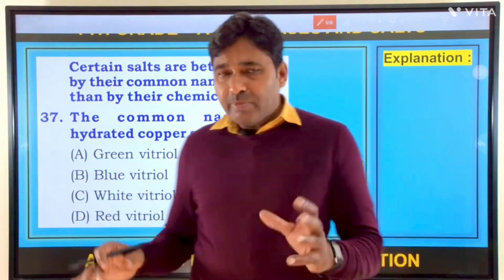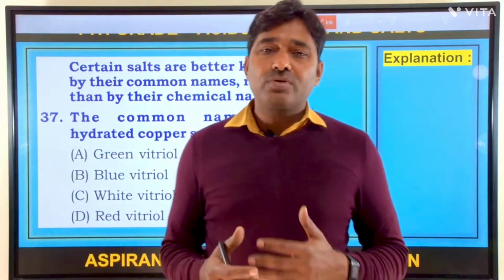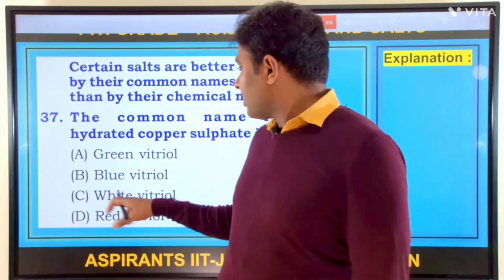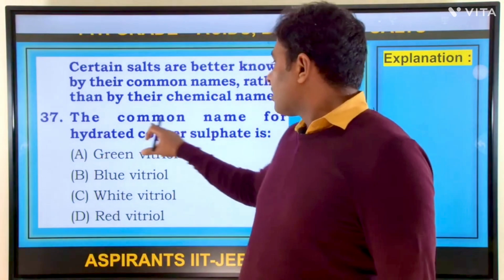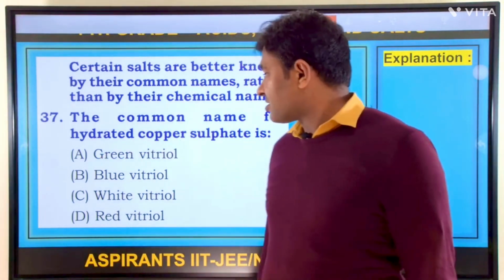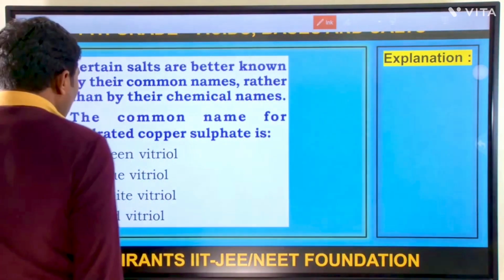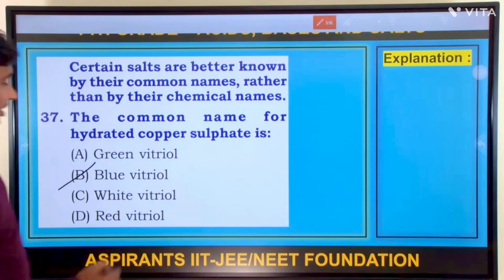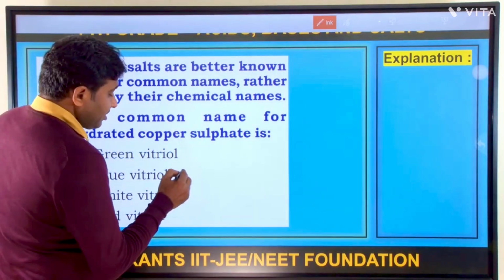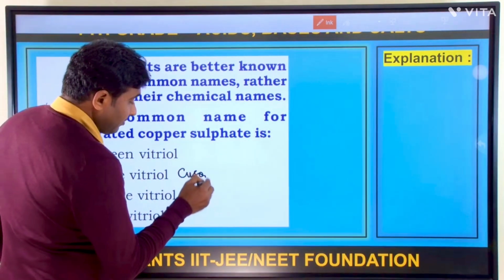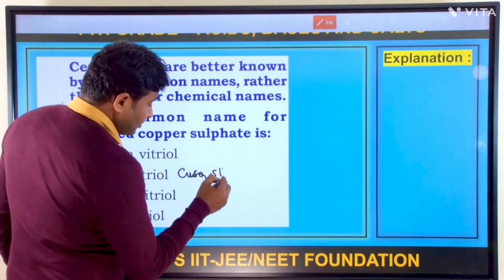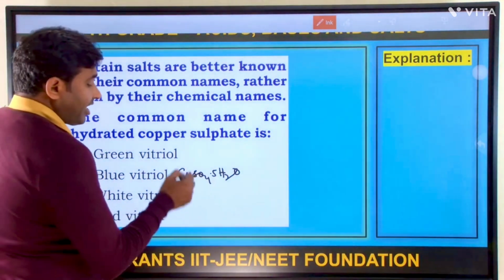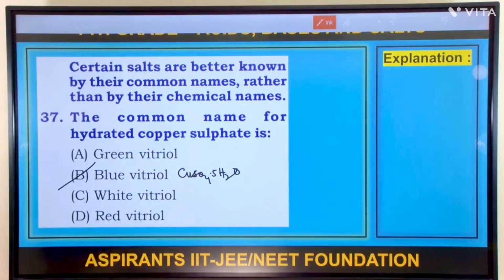So chemical compounds have two names, common name as well as chemical name. Here we need to find the common name for hydrated copper sulfate. The common name of hydrated copper sulfate is blue vitriol. The chemical formula is CuSO4.5H2O. Pentahydrated copper sulfate is called blue vitriol.